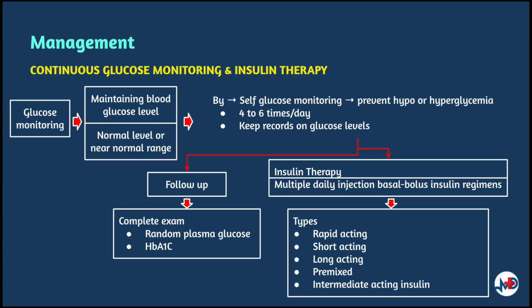When it comes to insulin therapy, that remains as the mainstay therapy for type 1 diabetes mellitus. Multiple daily injection basal bolus insulin regimens are suggested as the regimen of choice for adults with type 1 diabetes. Few types of insulins are available, such as rapid-acting, short-acting, long-acting, premixed, and intermediate-acting insulin. Commonly, insulin pump will be provided together with education of the usage technique to the patient.